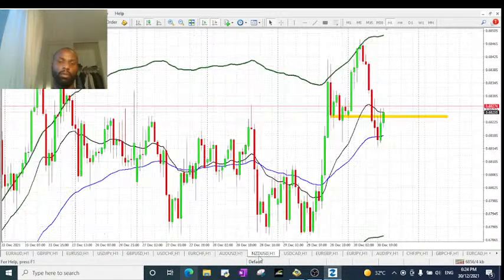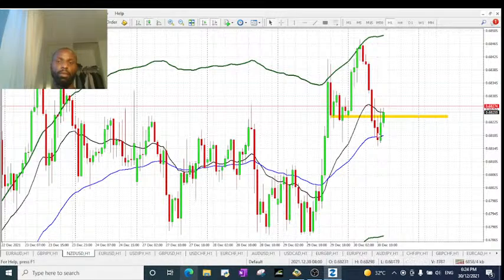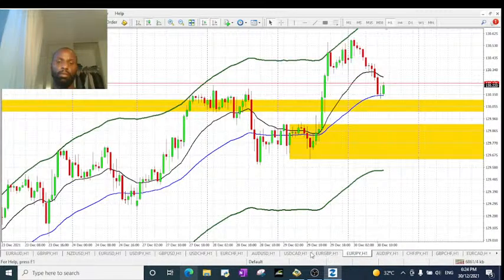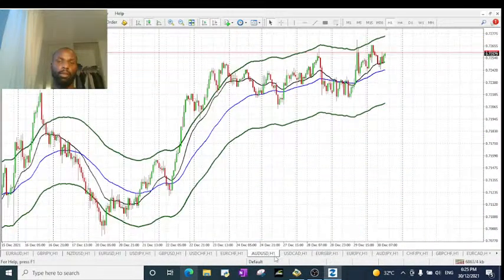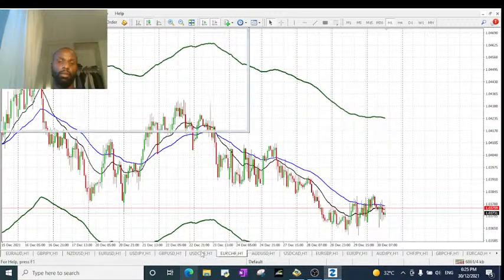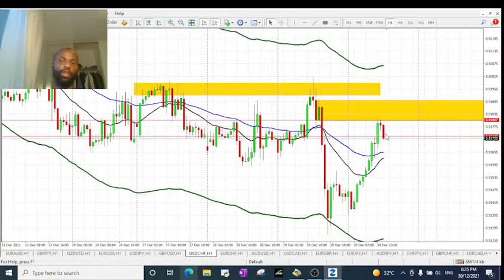So New Zealand US dollar, we might get something here. US card, Australian dollar. US Swiss franc is starting to work. I took sells somewhere here. It's starting to work. Let's see what happens.